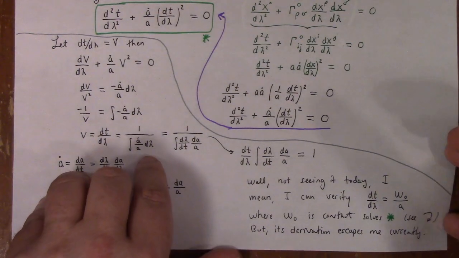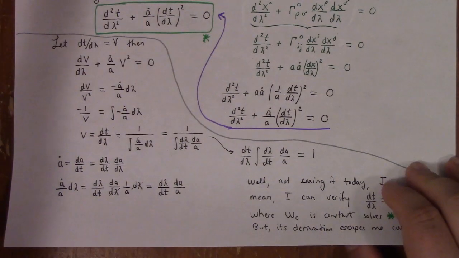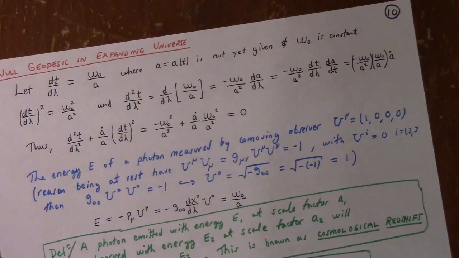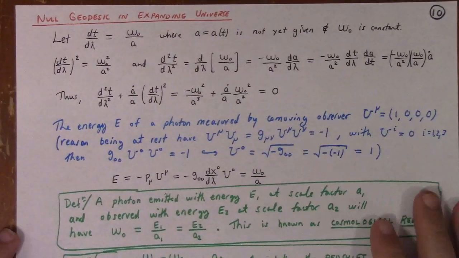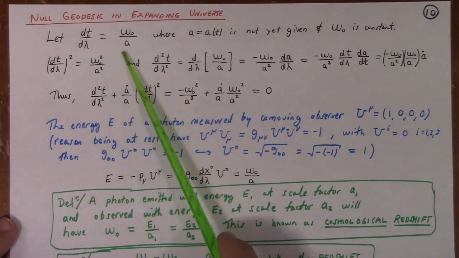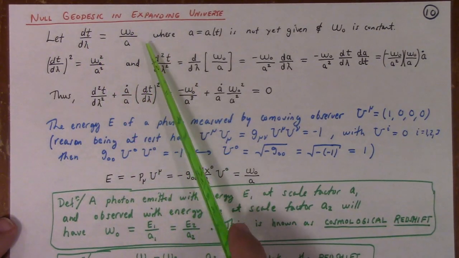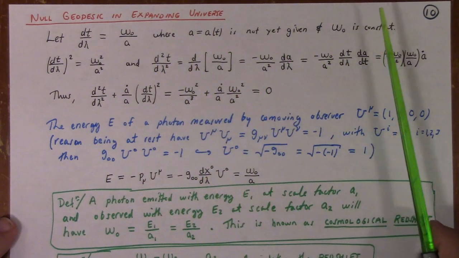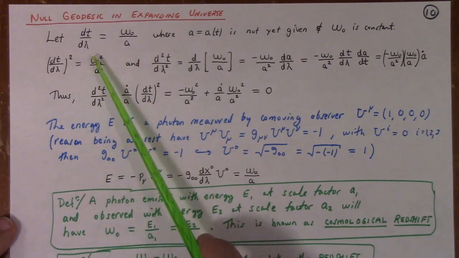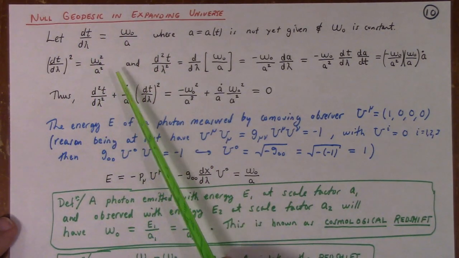And by derive, of course, I mean derive, as opposed to just check it's a solution. I can do that. Here's that on the next page. So, is it a solution? Yeah, sure. dt/dλ is ω₀ over a, where ω₀ is a constant, and a is the scale factor, which is arbitrary but not given at the moment. So if you calculate (dt/dλ)², you get ω₀² over a². Great.